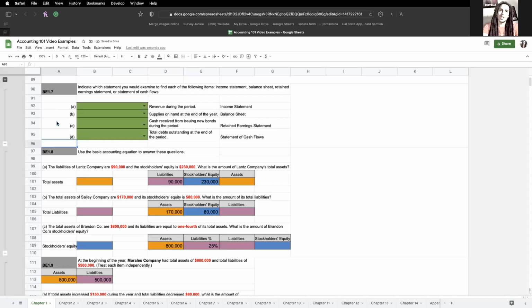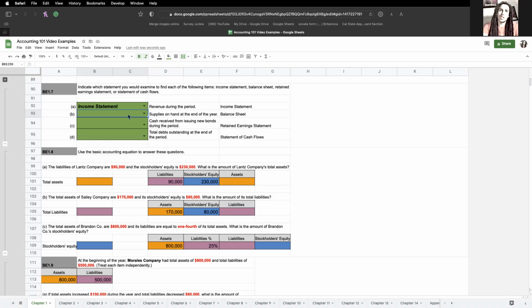Indicate which statement you would examine to find each of the following items between the income statement, balance sheet, retained earnings statement, or statement of cash flows. Revenue during the period. You would look to the income statement for that. You would check, say, your service revenue, sales revenue, rent, interest, or any other kinds of revenue throughout the period. That's the statement that you would check.